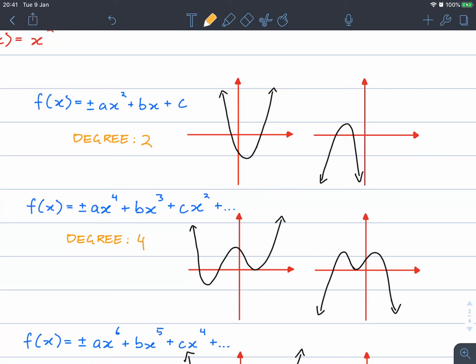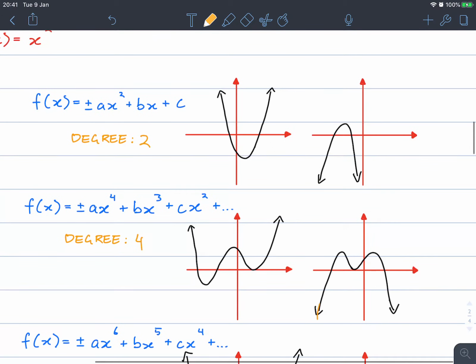Likewise, when we have degree 4, it comes in and eventually out. The only difference is that there are turning points in between from when it enters and leaves. So once again, it enters and leaves, similar to this one, but it has different turning points in between.